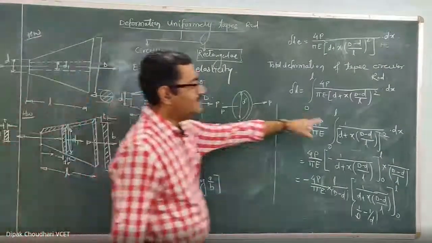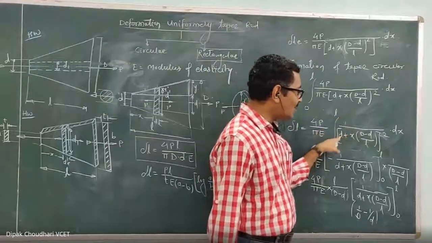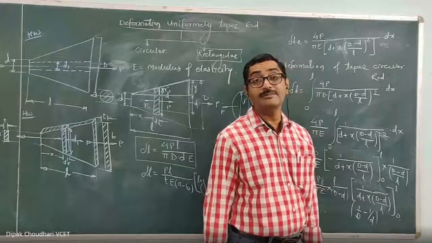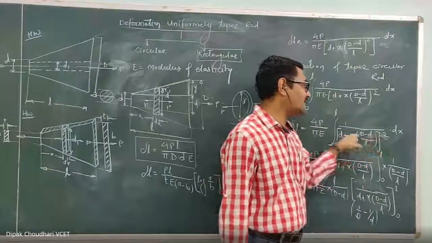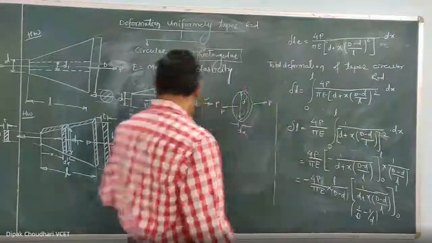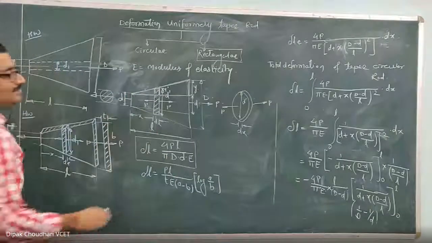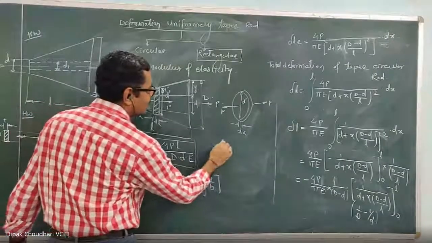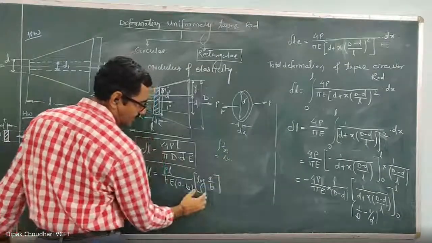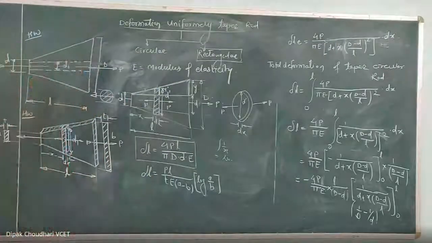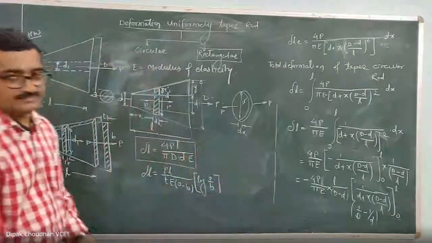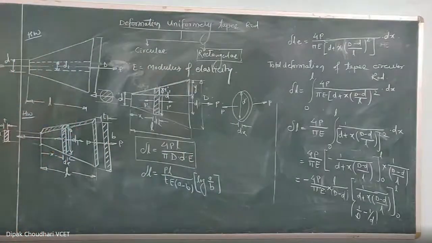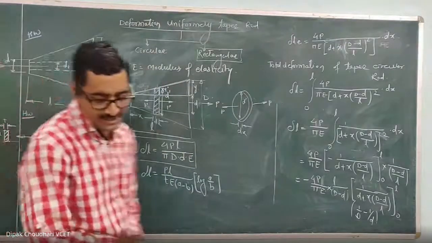In the earlier integration, the 1 upon x square term comes because the area is pi by 4 into d square. Here, when we integrate, the term comes 1 upon x, whose integration is log x, and that's why log comes here. Okay, simplify that and find out. So these two examples are for homework. Any doubt?